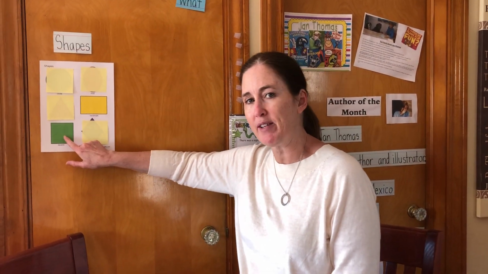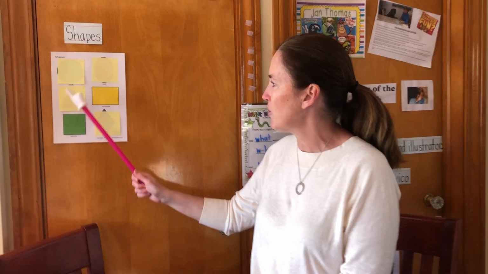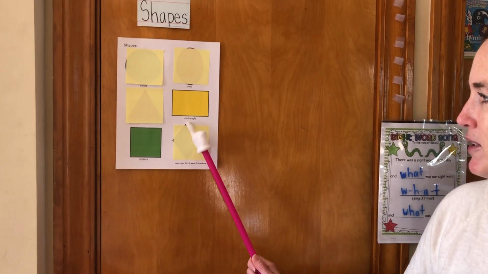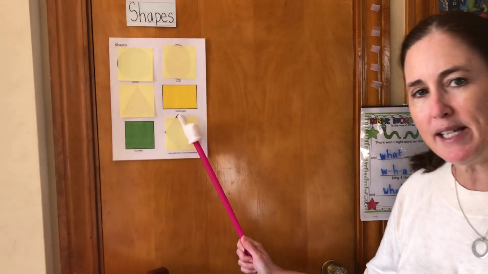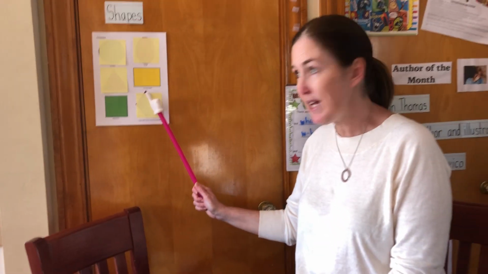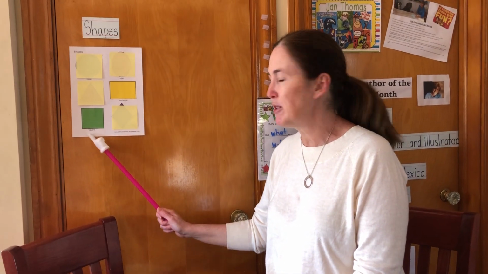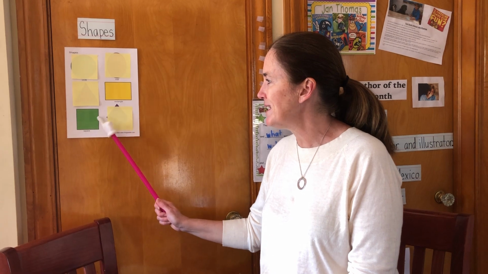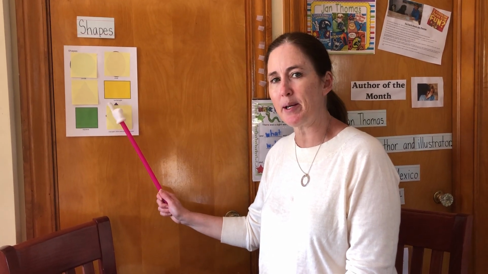On my paper over here, I have an anchor chart. And I put Post-its over the shapes we're not going to talk about. And today I just want to talk about these two. Does anybody know what shape that is? Right, it's a rectangle. Does anybody know what shape that is? Right, it's a square.